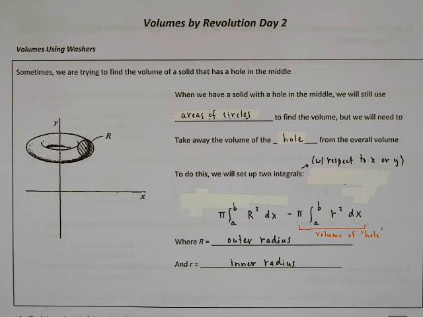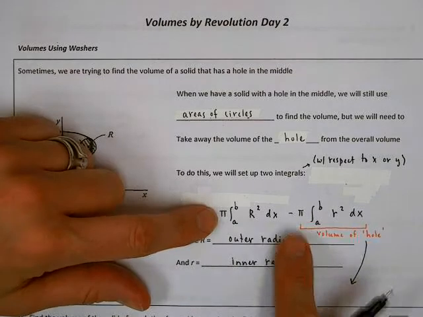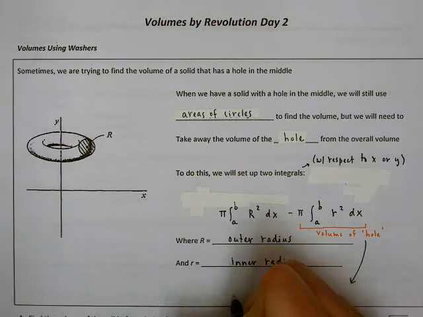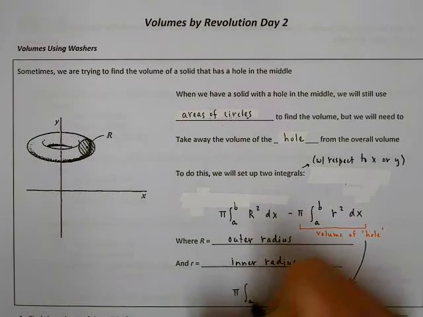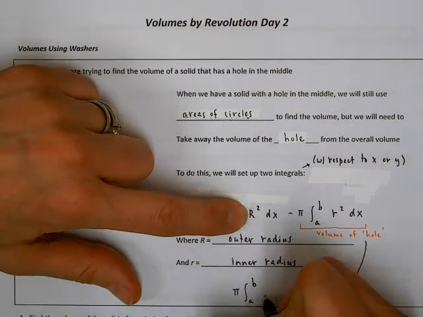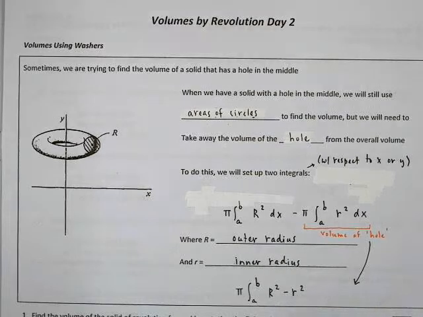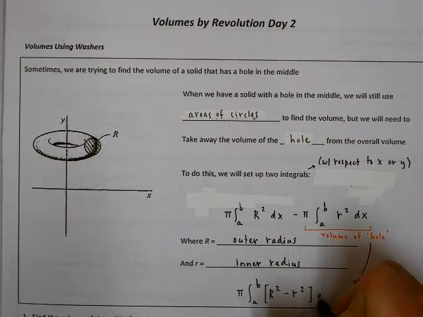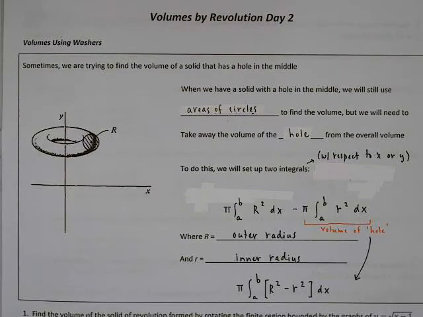One thing I want to make a note of, and I'm going to make an arrow down here: since I have two integrals, they both have a pi out front and they're both over the same interval, you'll see a lot of times I'm going to condense this into one integral. So it's going to be pi times the integral from a to b of big R squared minus little r squared dx. Notice each of the radii are squared individually. That's what a lot of this work is going to look like. So let's look at some actual problems now and make sure we know how this all comes together.